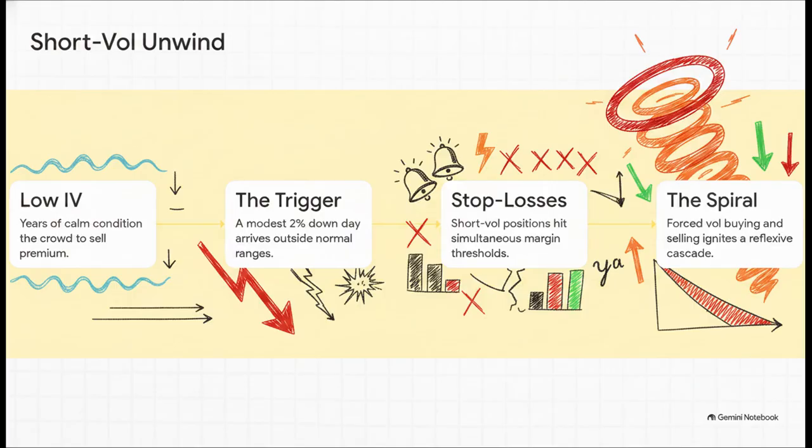And all of this builds into our final and honestly most dangerous situation. Scenario 15, the crowded short vol unwind. Here's how this cascade mechanically plays out. Step 1. Years of low IV condition the crowd to just mindlessly sell premium. Step 2. A seemingly modest 2% down day arrives, pushing just outside the calm regime's normal range. Step 3.